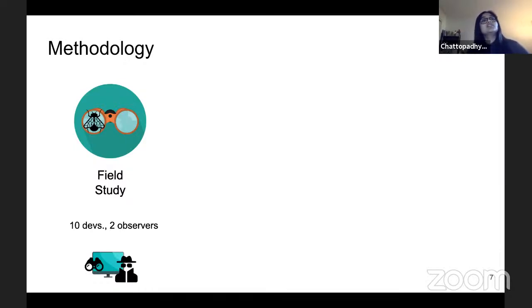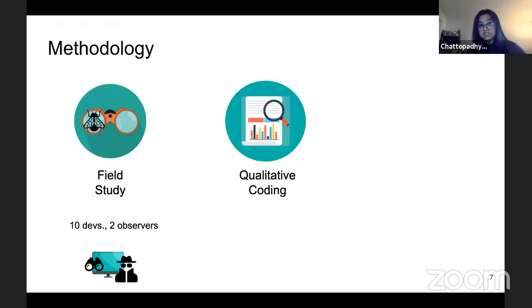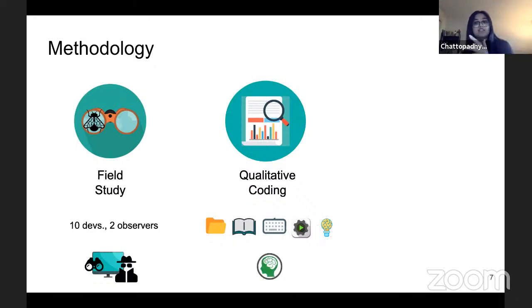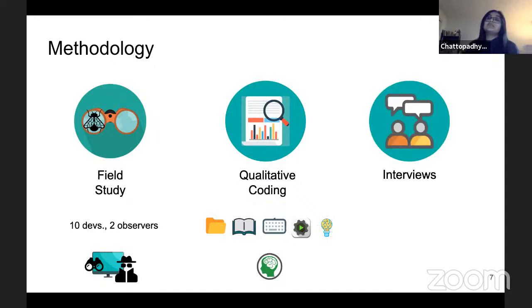We then qualitatively encoded our observations to identify actions from left to right: navigation, reading, editing, executing, and ideating. Then we matched each of these actions to certain biases, either present or no bias when there was nothing present. And then we did some interviews with 16 developers from 3 different companies. We asked them, how frequently do you think developers act under biases, and what do you do to fix them?